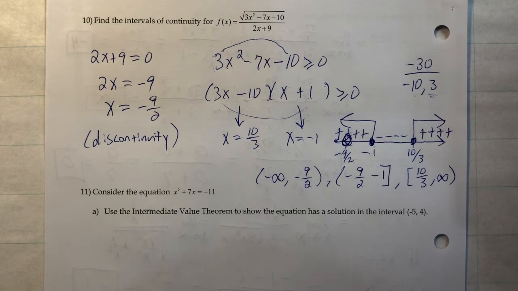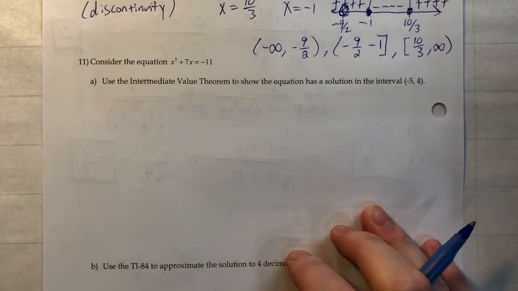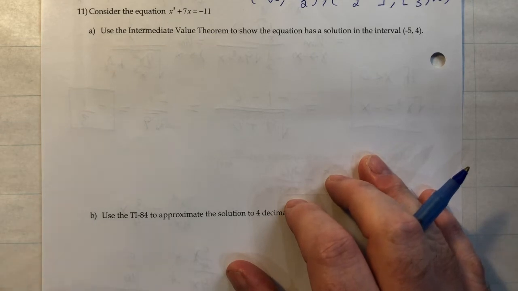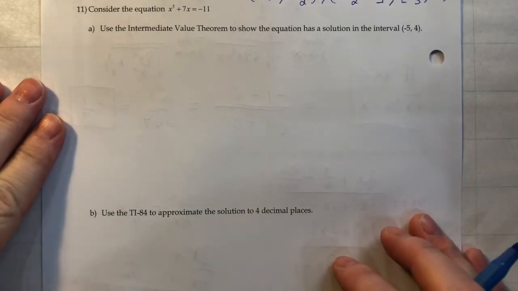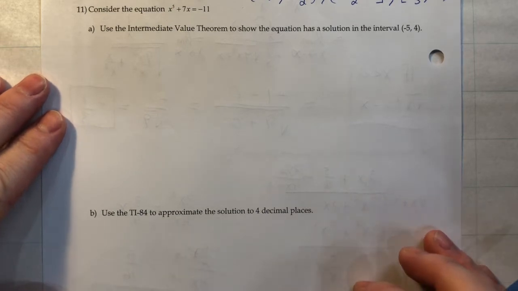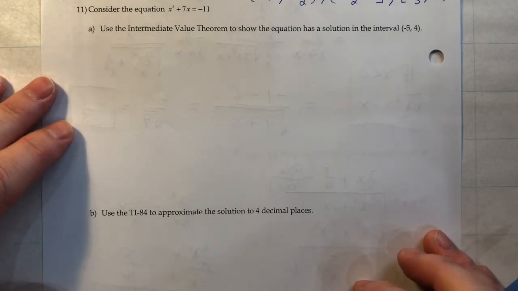All right, moving on to number 11, we're going to start thinking about the intermediate value theorem. So they want us to consider the equation x to the 5th plus 7x equals negative 11 and use the intermediate value theorem to show the equation has a solution in the interval from negative 5 to 4.